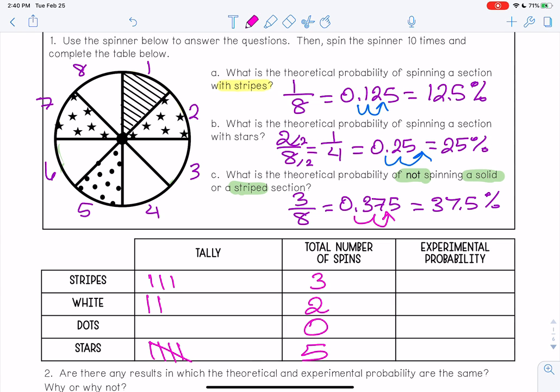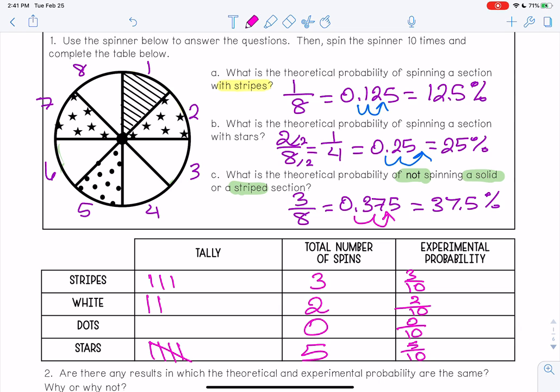Now, for experimental probability, remember it's a fraction, and it's going to be the total number of spins on the bottom, and then how many of each one we got on top. So out of 10 spins, 3 of them were stripes. Out of 10 spins, 2 of them were white. Out of 10 spins, 0 of them were dots. And out of 10 spins, 5 of them were stars.